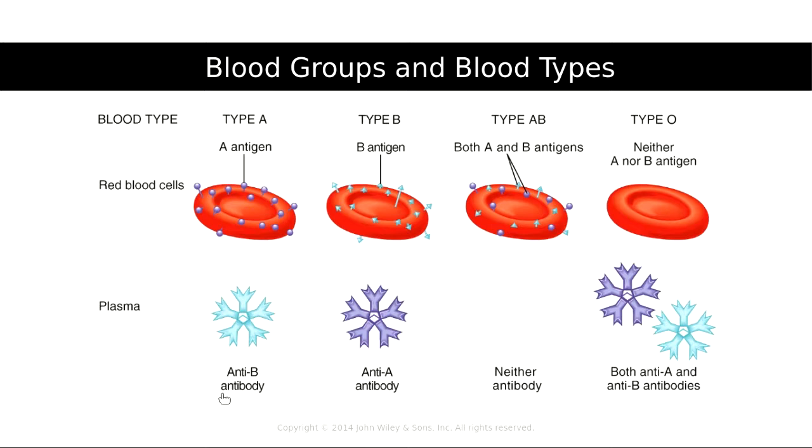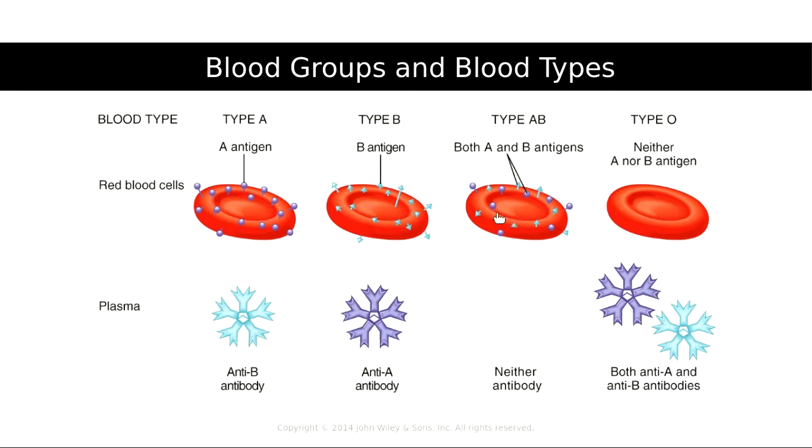In blood type B, we have B antigen on the surface of the red blood cell. And in the plasma of this person, we have anti-A antibody. So if we are B and we receive A blood, this anti-A antibody can react and fight with the A group.